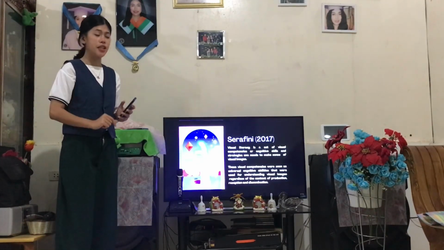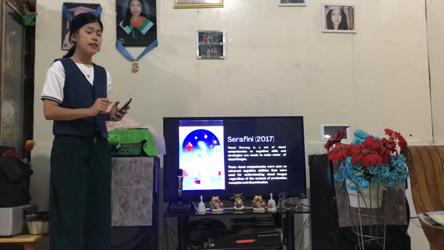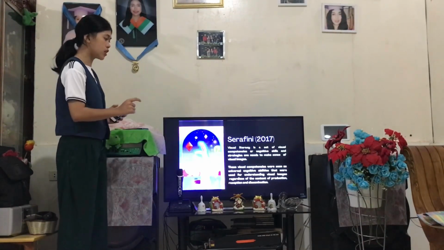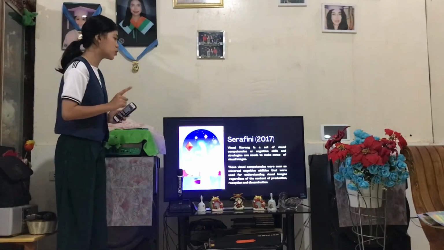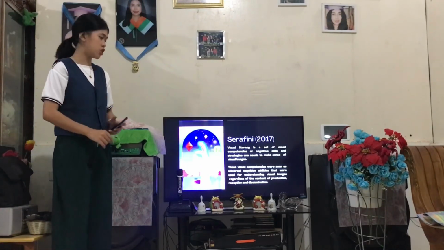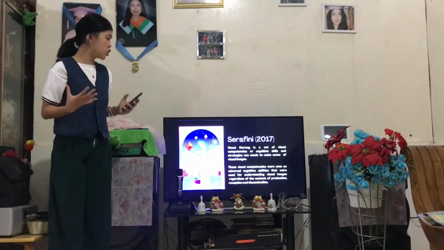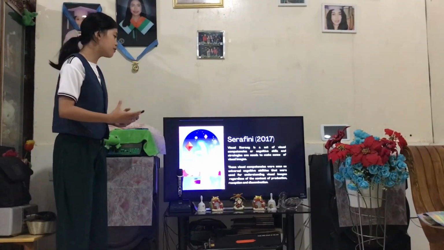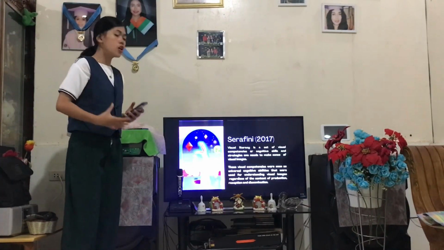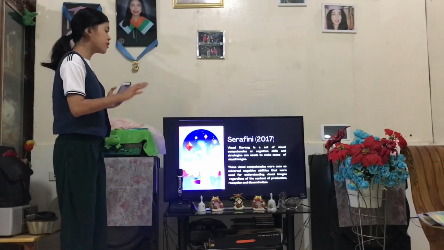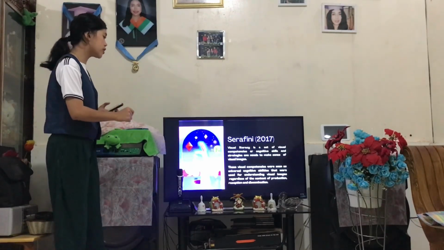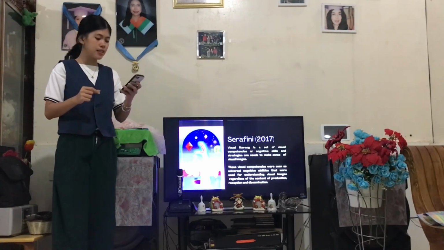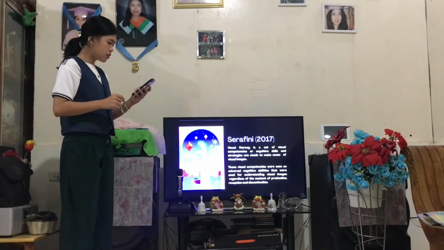According to Serafini, visual literacy is a set of visual competencies or cognitive skills and strategies one needs to make sense of visual images. These visual competencies were seen as universal cognitive abilities that were used to understand visual images regardless of the context of production, reception, and dissemination.